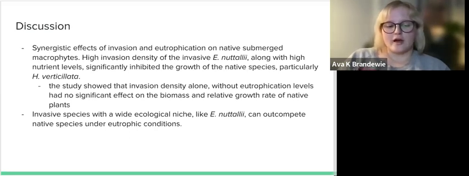The results showed that high invasion density of the invasive species in combination with high nutrient levels significantly inhibited the growth of both native species, but it was particularly apparent in H. verticulata. The study showed that invasion density alone, without the eutrophication levels, didn't have a significant effect on the biomass and the relative growth rate of the native plants. The study also highlighted that invasive species with a wide ecological niche, like E. nataliae, can outcompete native species under high nutrient concentrations.